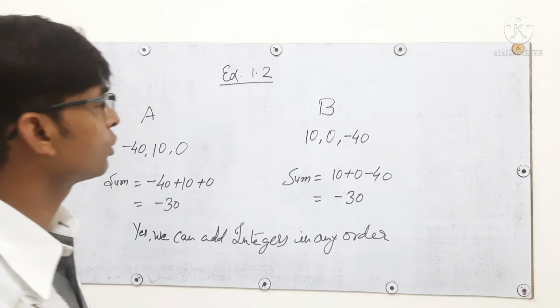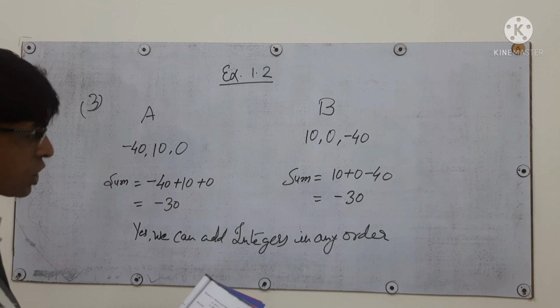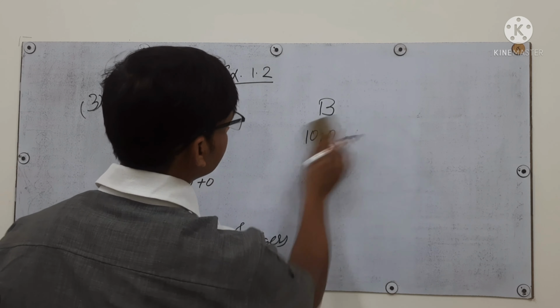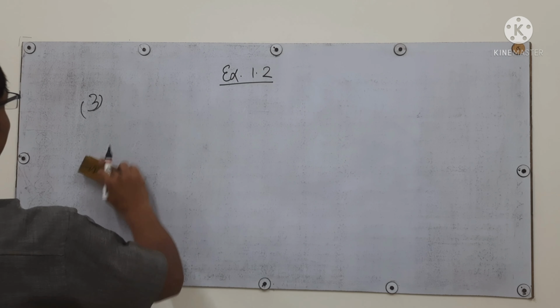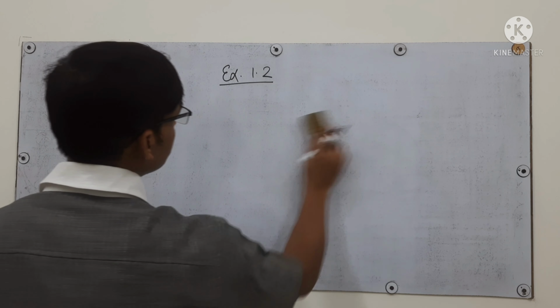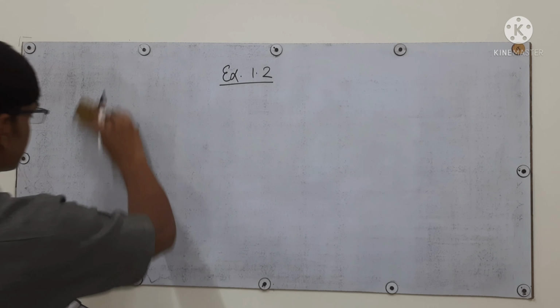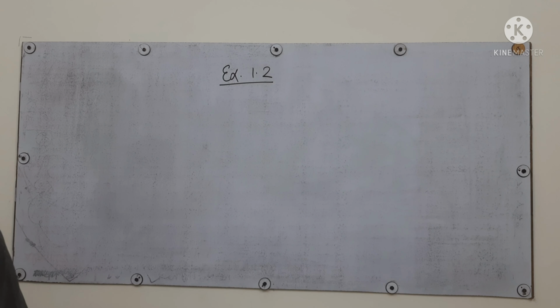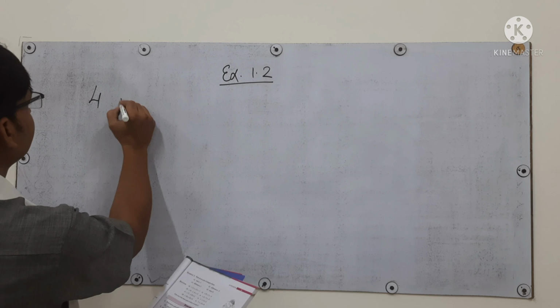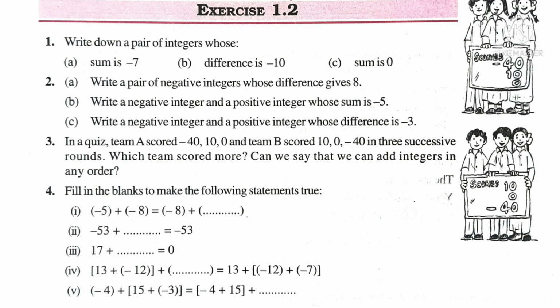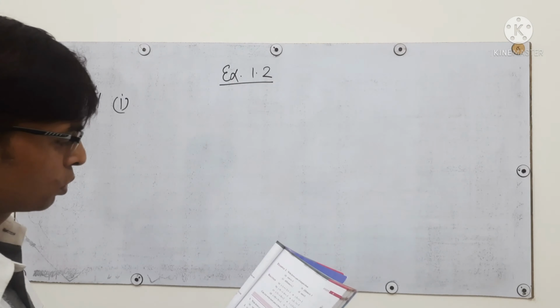Okay students, I hope that you have noted it. Now we will solve question number 4. Question number 4 is also very easy, and it is just based on some integer properties. So we will do question number 4, part first. Part first is: fill in the blanks to make the following statements true.